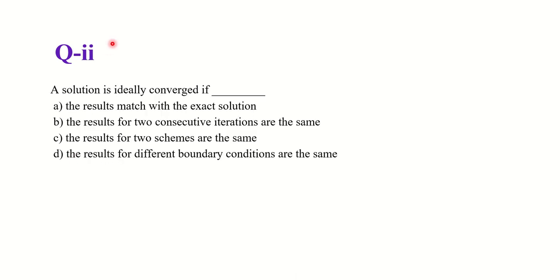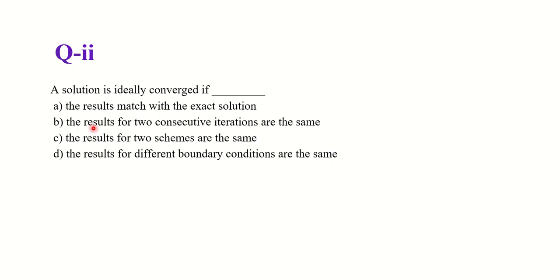A solution is ideally converged if the results match with the exact solution, the results for two consecutive iterations are the same, the results for two schemes are the same, or the results for different boundary conditions are the same. Our solution is ideally converged if what happens? When do we say convergent? If two consecutive iterations are the same. So the answer to this problem is option B.